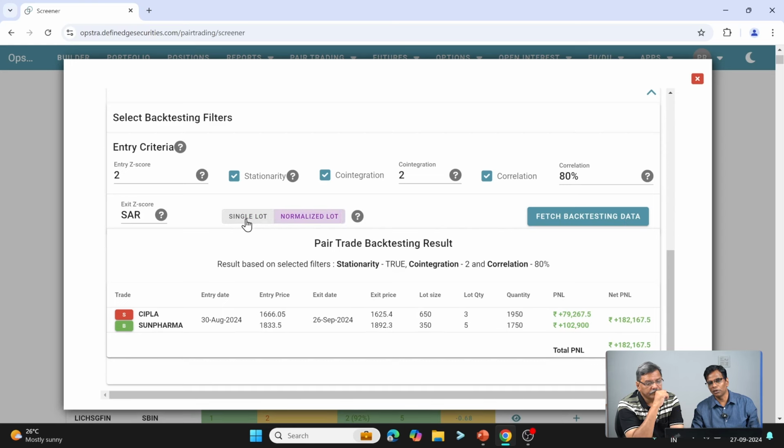Earlier it was a single lot. Here with normalization, that same 97,000 might become 1.82 lakhs. So that's why. But of course, this will be more capital intensive because now we are talking about 3 lots of Cipla and 5 lots of Sun Pharma.